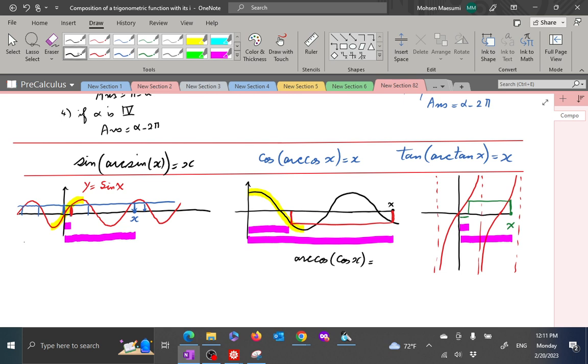So in that case, arctangent of x turns out to be this value, and arc cosine of x turns out to be this value, and here this is arcsine of x. So you notice that the discussion was detailed, but the problems that we solved were straightforward.